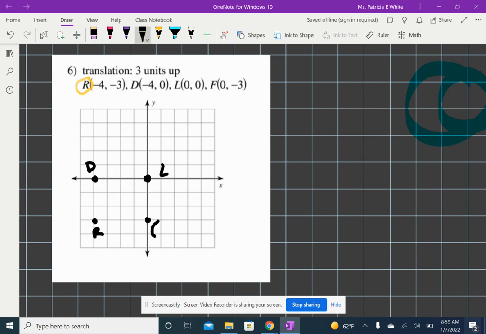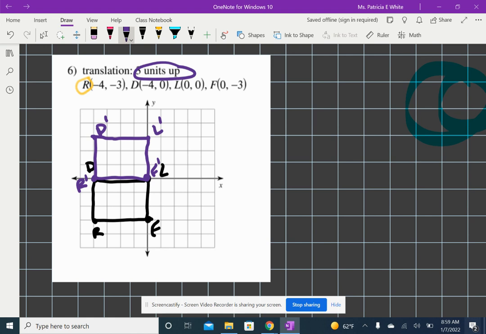Okay. F. Draw my shape. I'm going to come over here. I'm going to go 3 units up. Let me get another color. So D prime is 1, 2, 3. Only thing that's changing is my y, because the only rule I've got is 3 units up. L, 1, 2, 3. That's D prime. That's L prime. F, 1, 2, 3. F prime. I'm going to overlap a little bit here. R prime.